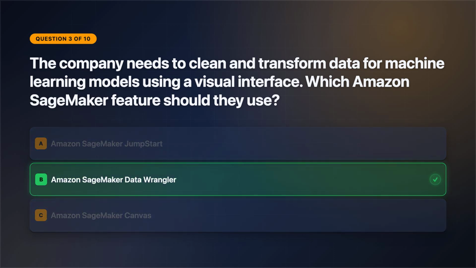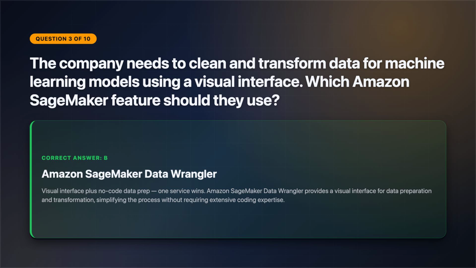The correct answer is option B. Visual interface plus no-code data prep. One service wins. Amazon SageMaker Data Wrangler provides a visual interface for data preparation and transformation, simplifying the process without requiring extensive coding expertise.